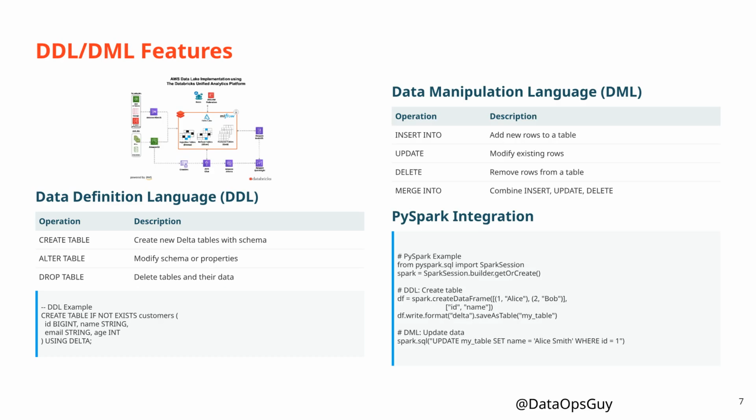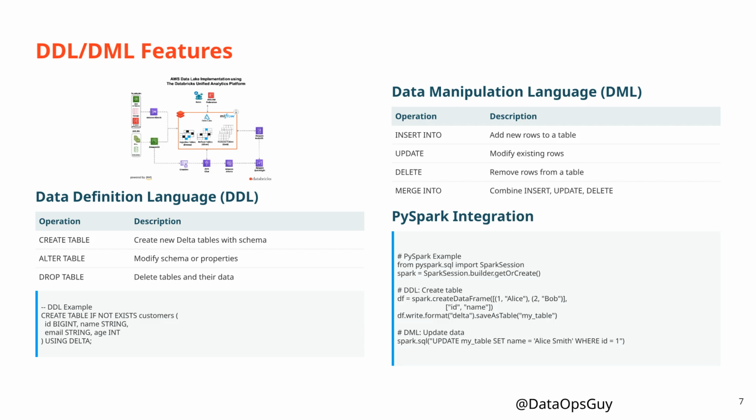Databricks provides comprehensive support for both data definition language and data manipulation language operations, enhanced by Delta Lake's ACID properties and schema evolution capabilities. DDL operations include create table for creating new Delta tables with schema, partitioning, and properties, alter table for modifying schema or properties of existing tables, and drop table for deleting tables and their data.